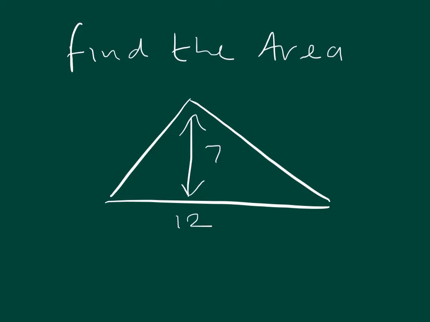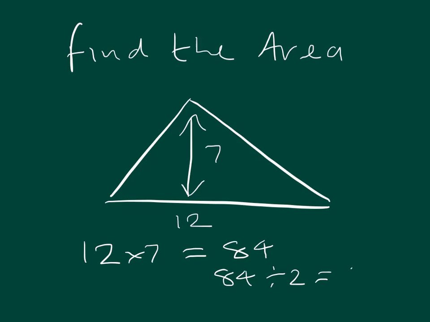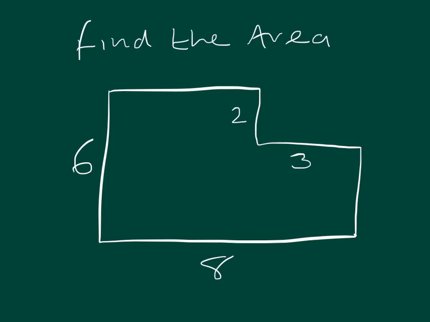Find the area of the triangle. It is the base times the height divided by 2. 12 times 7 is 84, and 84 divided by 2 is 42. Remember, your triangle is half of a parallelogram.